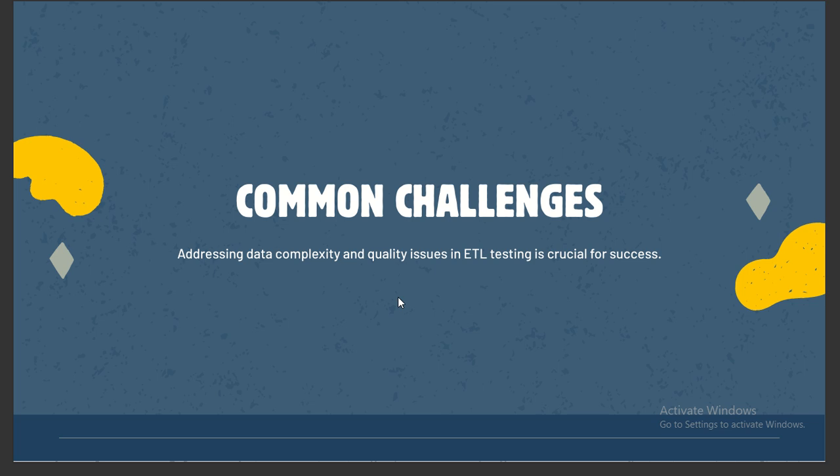Next will be data quality issues. Inconsistent data formats or missing values across different data sources. So the data can be of different formats, but that needs to be understood by the ETL tester, because there can be multiple data sources for a single table. And next will be performance bottlenecks. This ensures ETL processes perform well with increasing data loads.